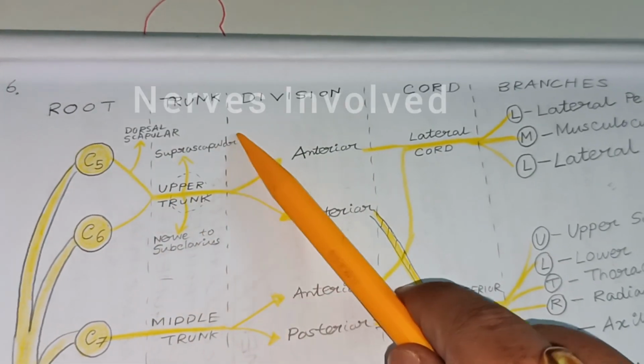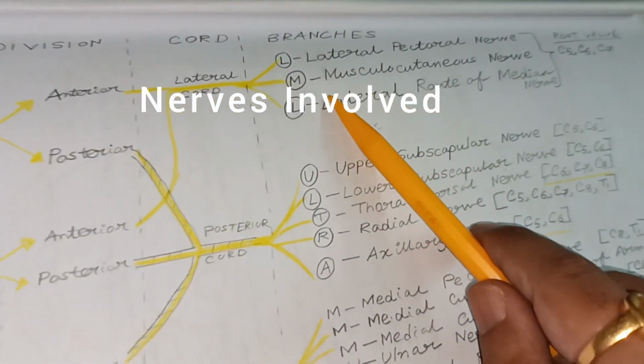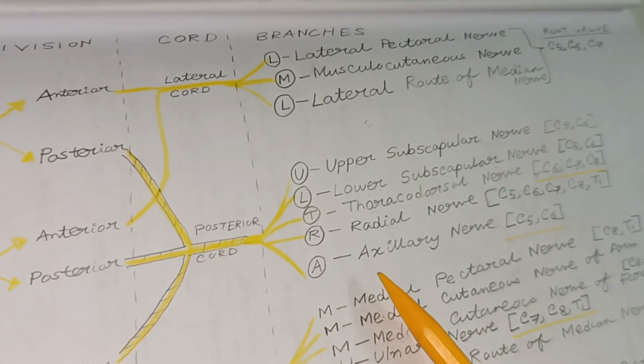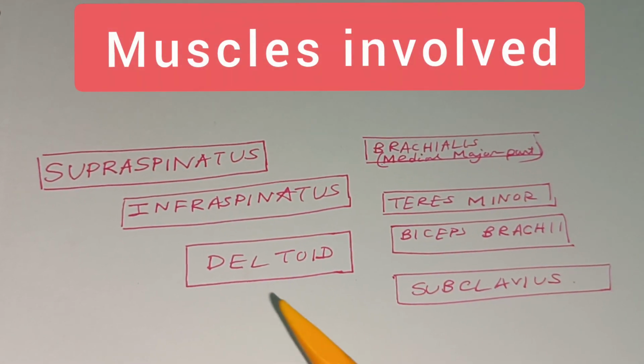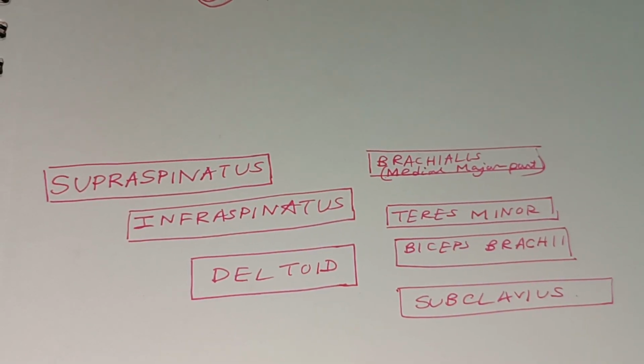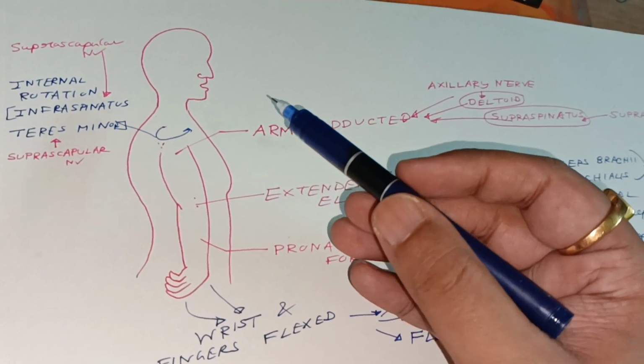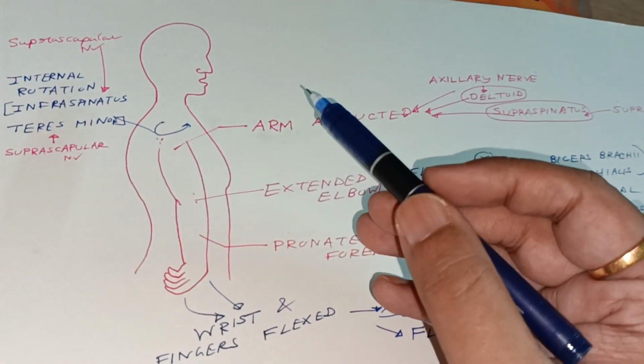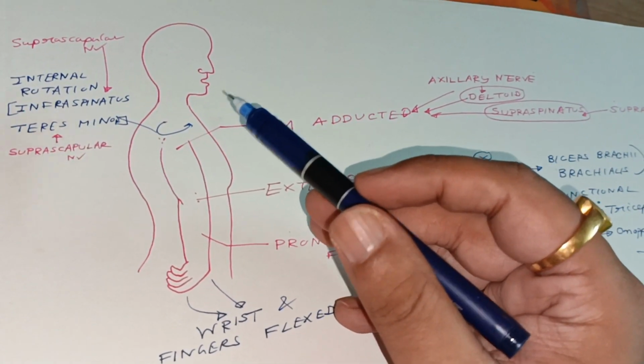Nerves involved are the suprascapular nerve, nerve to subclavius, the musculocutaneous nerve, and the axillary nerve, affecting the supraspinatus, infraspinatus, deltoid, brachialis, that is the medial major part, teres minor, biceps brachii and subclavius. Now with the help of this diagram, I shall demonstrate the muscles involved by the nerve injury, and as a result of which the motor loss.